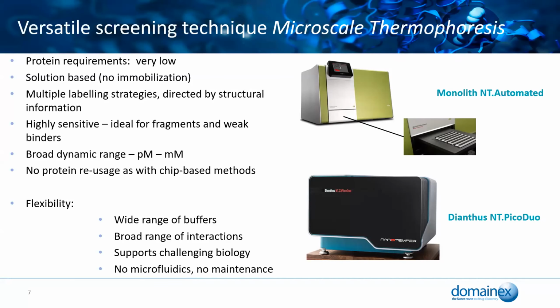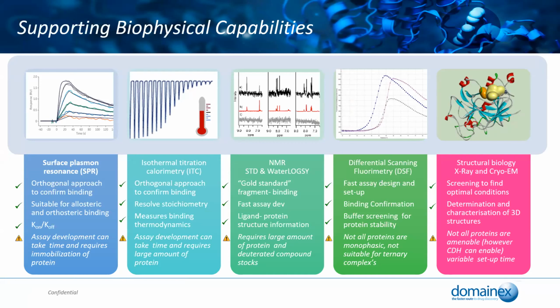It can also use multiple different labeling strategies, and often these are directed by the structural information that we can gather about the target. This means that we're able to deliver the protein in its near physiological state, which gives us the opportunity to identify hits in a method that means it will more likely translate into a drug at the end of the project. At Domainex, we've got the supporting capabilities, so that means that we have SPR, ITC, NMR, and DSF, which obviously gives us the opportunity to put the hits through a cascade.